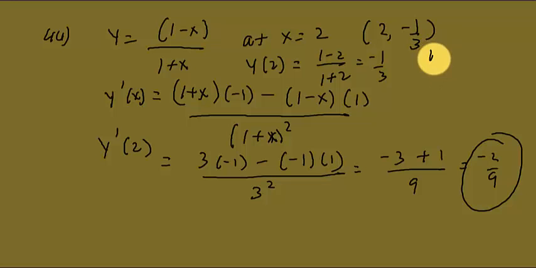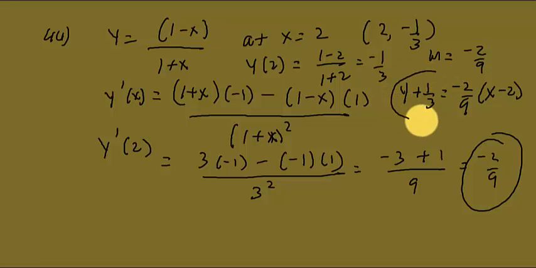I have my point and I have slope. How do I find the equation of a tangent line? Simple. Y plus 1/3 is equal to negative 2 over 9 times x minus 2, and that's it. That's the equation of a tangent line. Alright, let's do 46.